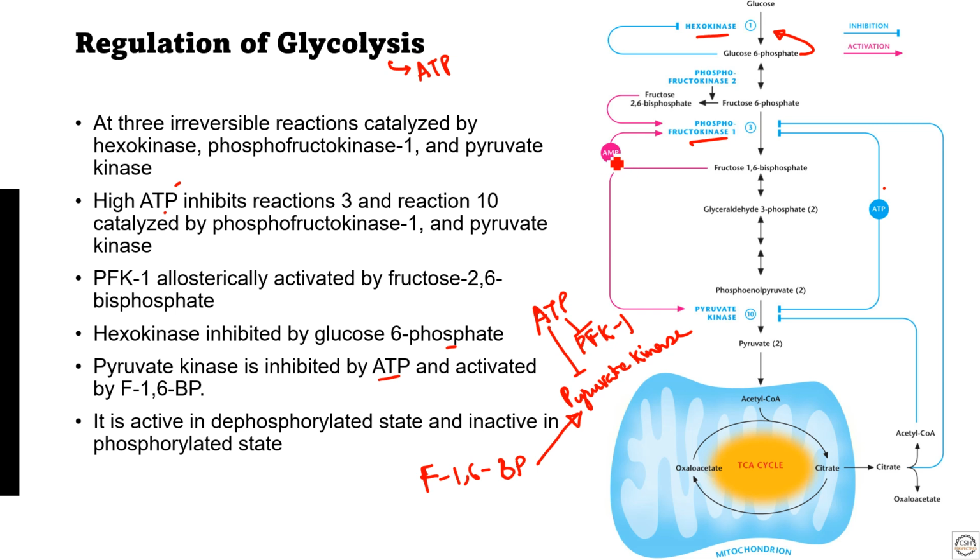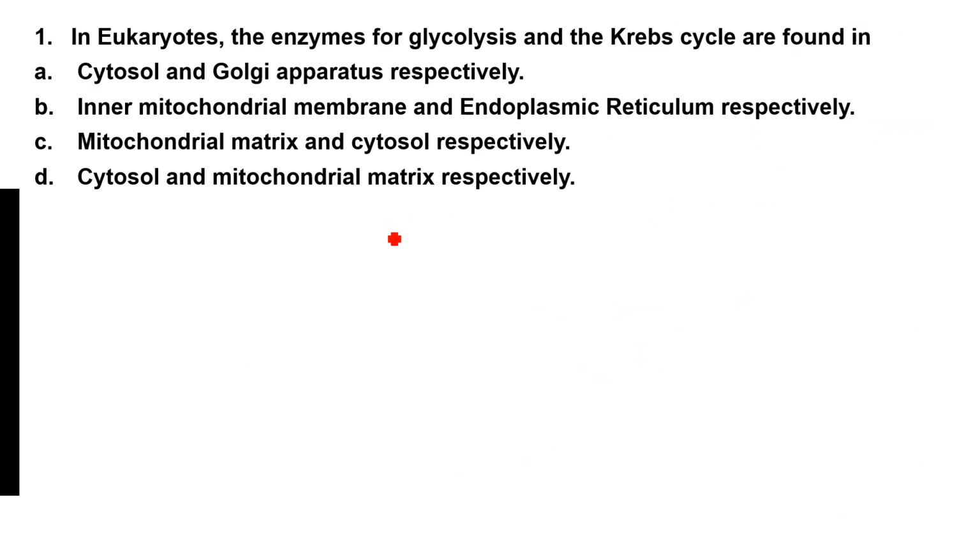These molecules will, because if ADP is in high concentration and ATP is in low concentration, then it will signal the enzyme to activate the pathway. So AMP, ADP, all these will activate the enzymes which are involved in the regulation of glycolysis. Okay. So now answer this question: in eukaryotes, the enzymes for glycolysis and Krebs cycle are found in.